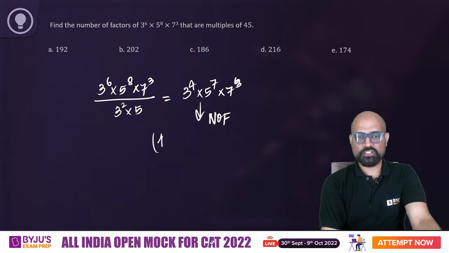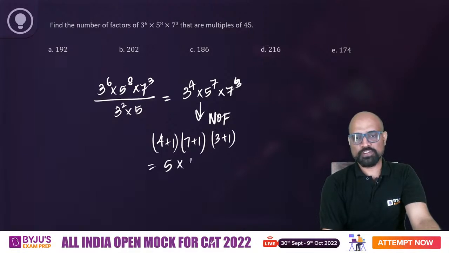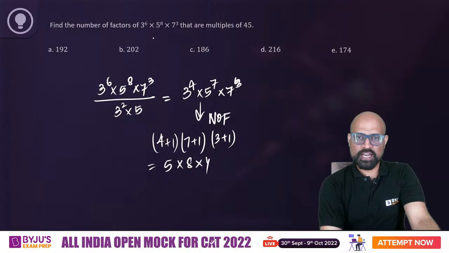So the number of factors of this is going to be 4 plus 1, 7 plus 1, 3 plus 1. So this is going to be 5 into 8 into 4. 5 into 4 will end in... Hold on. Do we have to further simplify anything? No. Okay. So this is going to be 160.